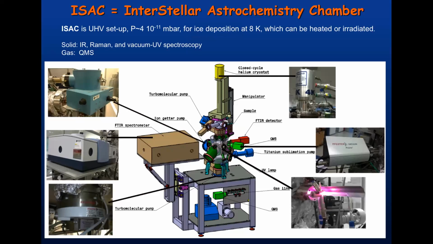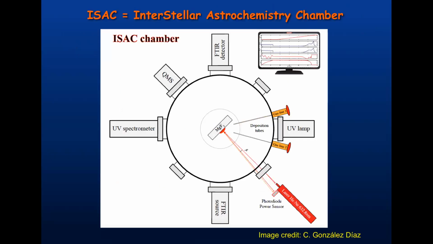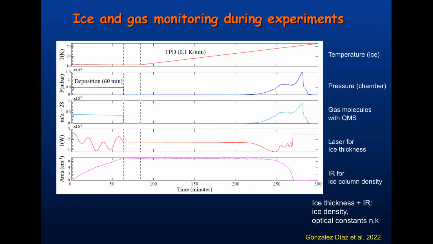So here we have one of these chambers in Madrid that operate under ultra-high vacuum, and they have different techniques to monitor the composition of the dust covered by ice, like infrared spectroscopy, also in the UV, Raman spectroscopy, and then mass spectrometry for the detection of molecules in the gas phase. So we deposit the ice, and then we can irradiate it. As you can see here, after the deposition, we can do the irradiation of the ice, and we can use these different techniques to monitor what is going on in the ice upon irradiation and warm-up.